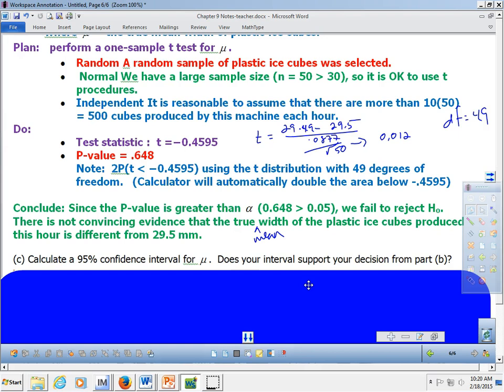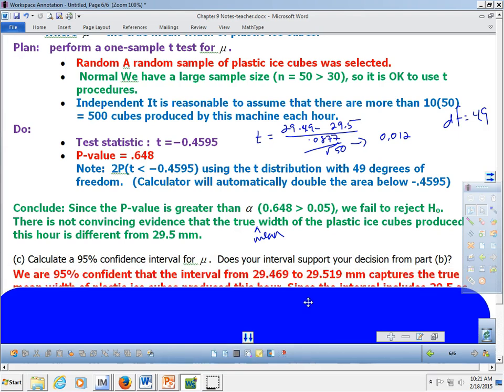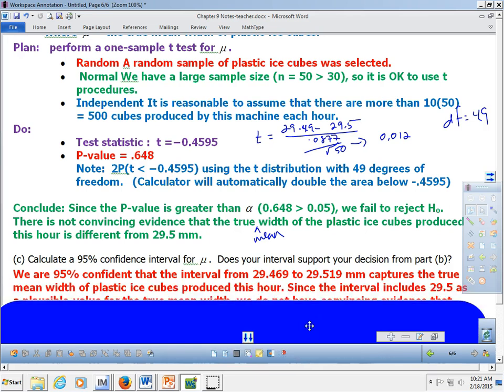But I won't go through all of that process. I will say this. If you get a confidence interval as a follow-up question to a test, just to check your answer, all of your conditions have been met, right? So there's no sense in going through all of that again. As a matter of fact, you should be able to just report the interval and talk about if it supports your decision, okay? So when you create your interval, you should give it a shot real quick. You should get this interval here, 29.469 to 29.519. And to interpret that, we're 95% confident that the interval from that to that captures the true mean width of plastic ice cubes produced this hour.